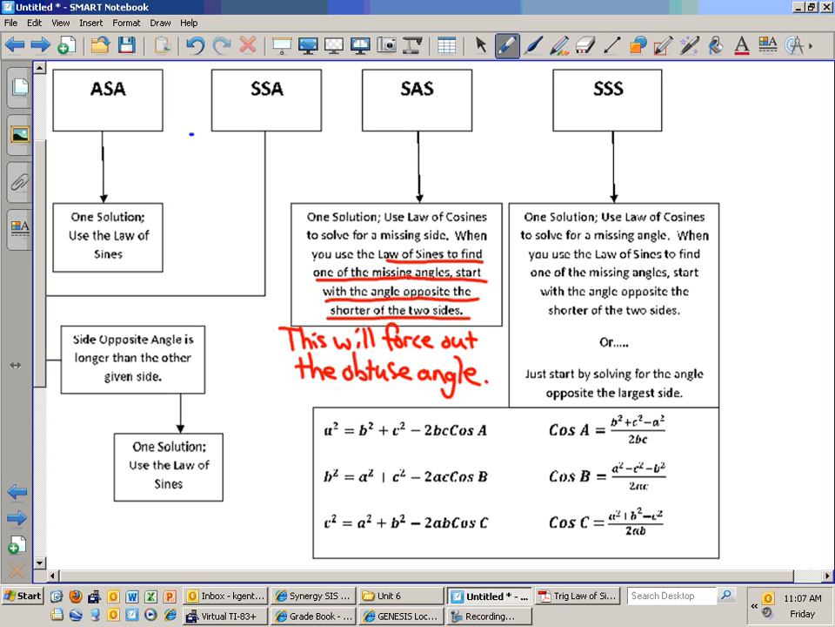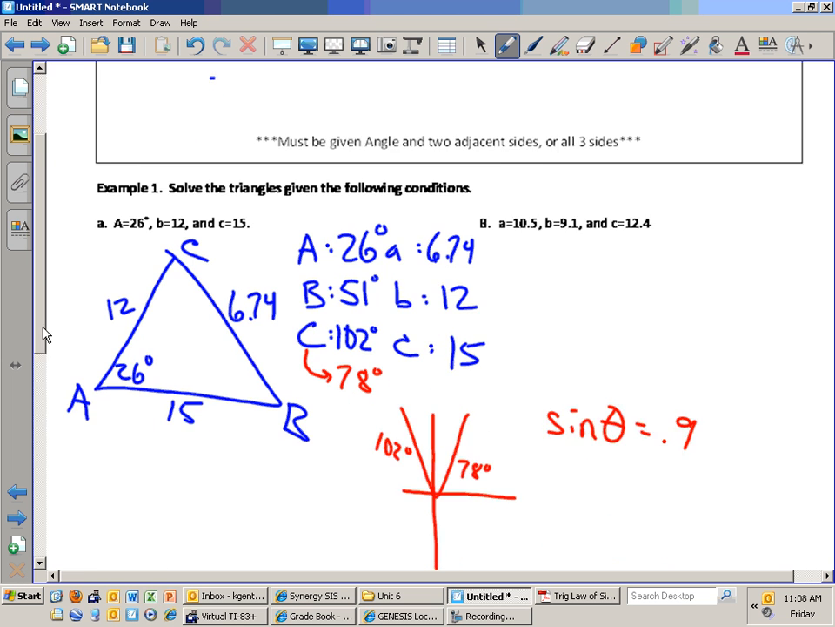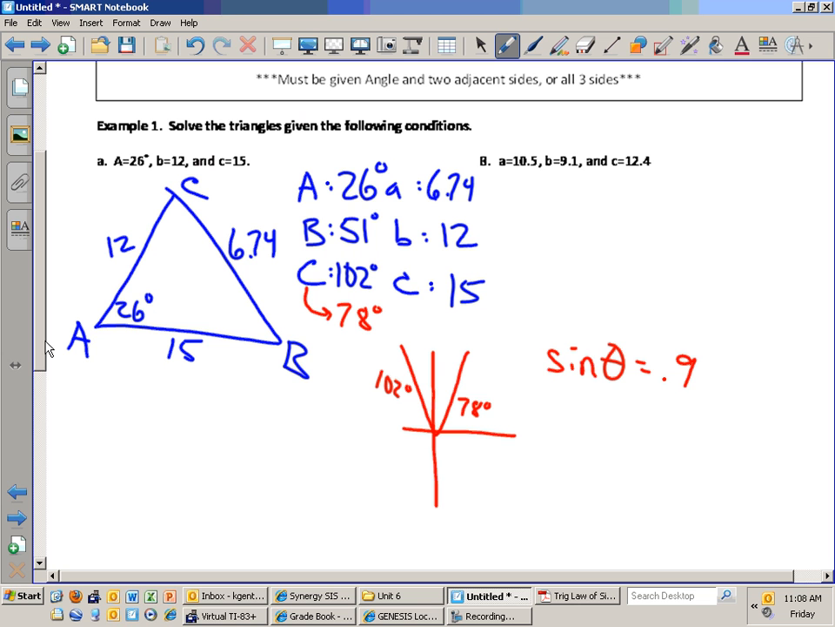Now, some people second hour said, Mr. Gens, I don't know what you mean by force out the obtuse angle. What the heck does that mean? I'm talking about what we just did. Look at this process. By solving for B first, I forced out C to be an obtuse angle, if it truly was, and it turns out it was. But if I would have solved for C first, I would not have gotten an obtuse angle. I got 78. So, okay? All right.